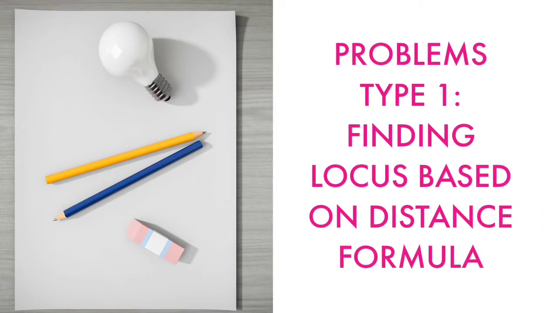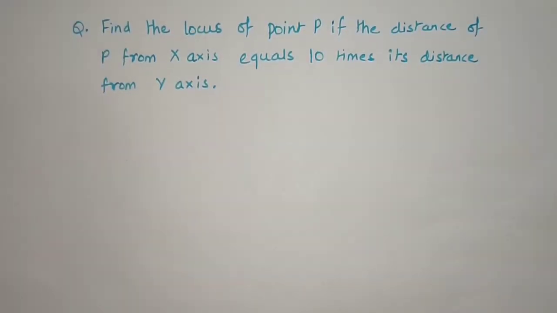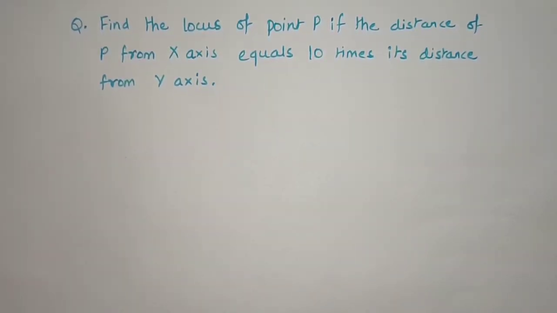The first type of problems, that is the problems based on distances to find the equation of locus. So the question says, find the locus of point P if the distance of P from the x-axis equals 10 times its distance from the y-axis. Look at the question. What is it that you have to find? Yes, you have to find the equation of locus.